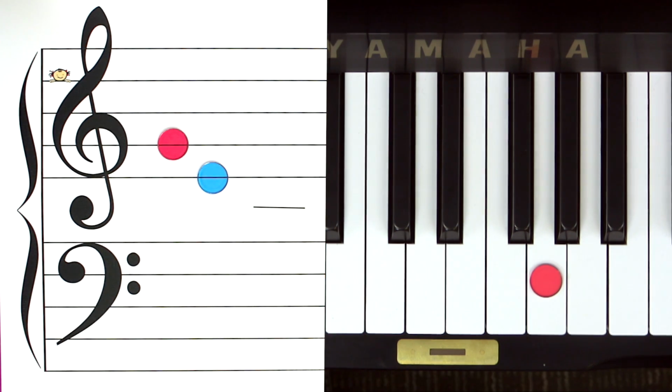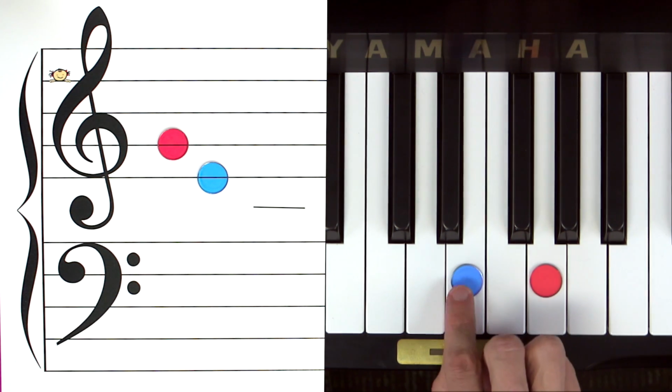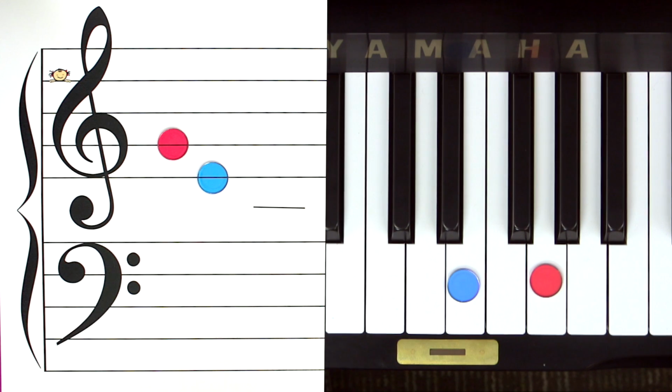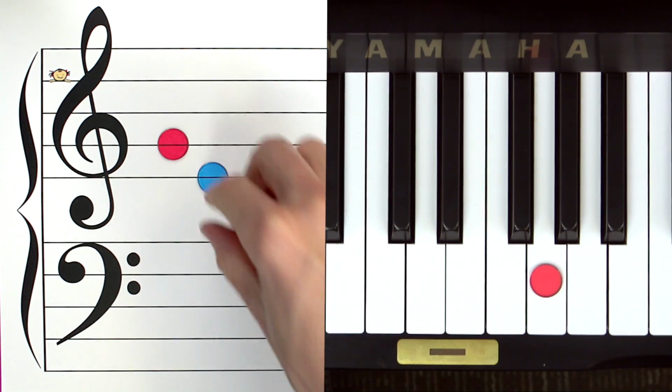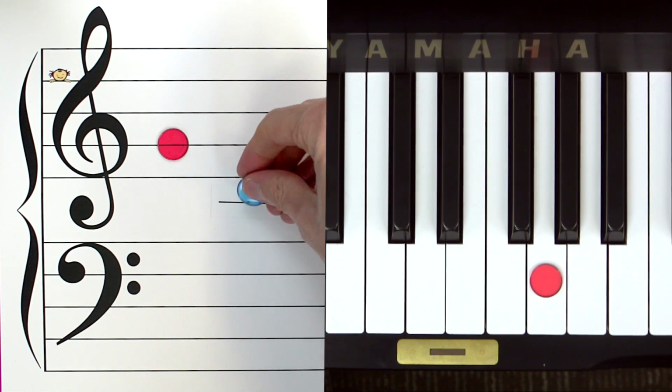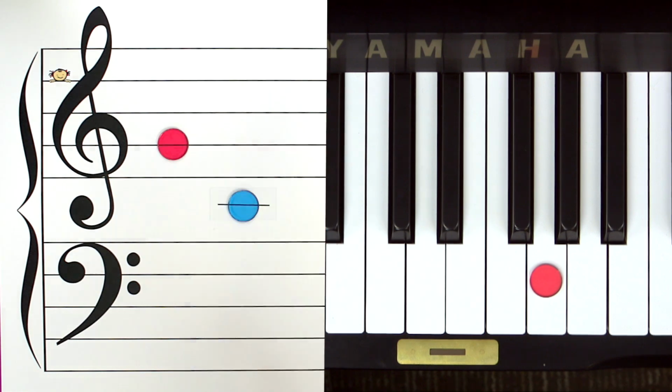Name the interval. If you said third, you're correct. Now point on the piano. There's the answer. Name the interval. If you said fifth, you're correct. Now find it on the piano. If you're pointing right here, you're correct.